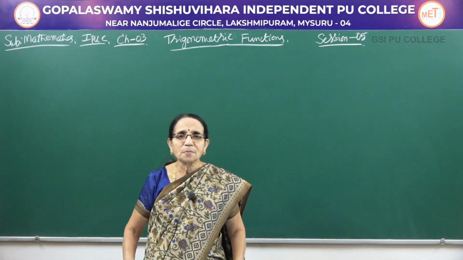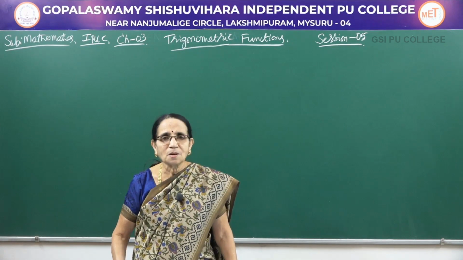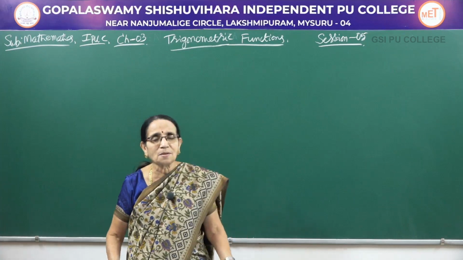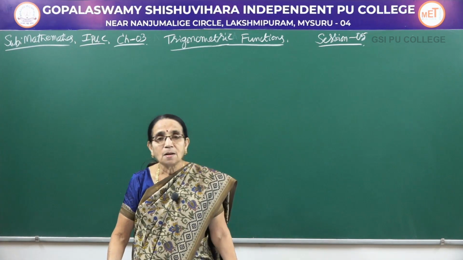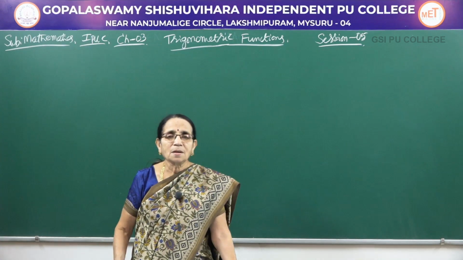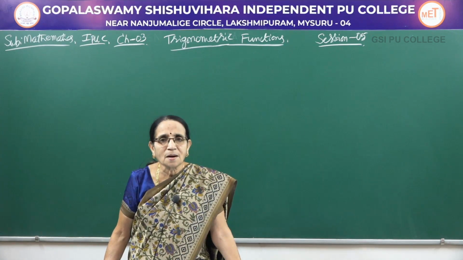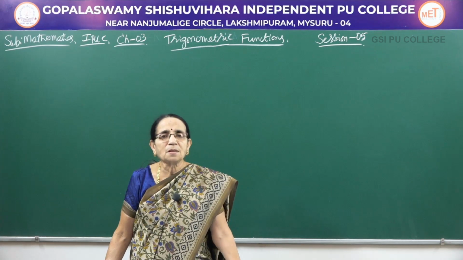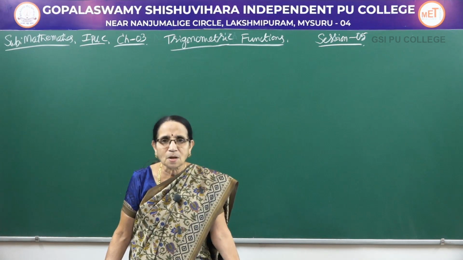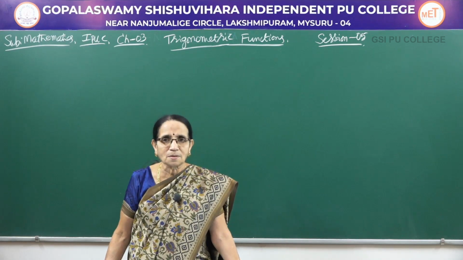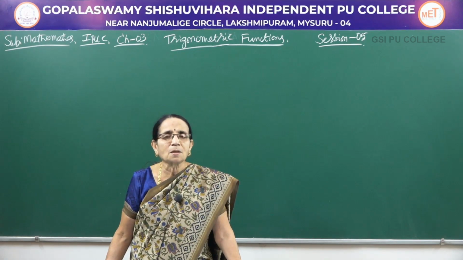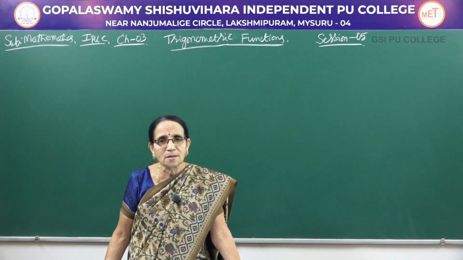Good morning, students. In the previous session of this chapter, trigonometric functions, I had taught you about the allied angle. That is, when you consider an angle theta, if it is expressed as 90 plus or minus theta, 180 plus or minus theta, 270 plus or minus theta and 360 plus or minus theta, all these angles are called the allied angles of angle theta.